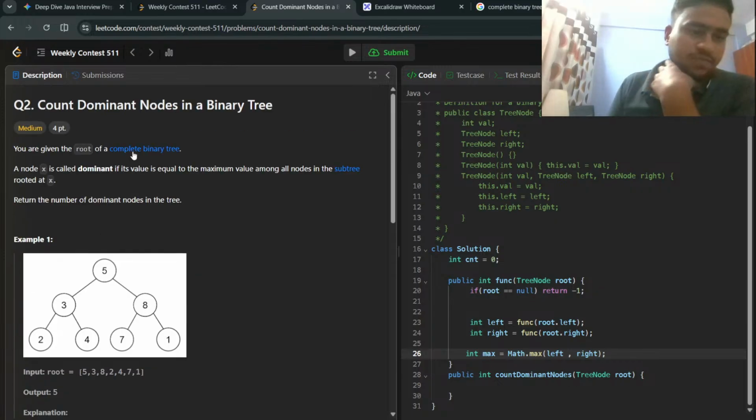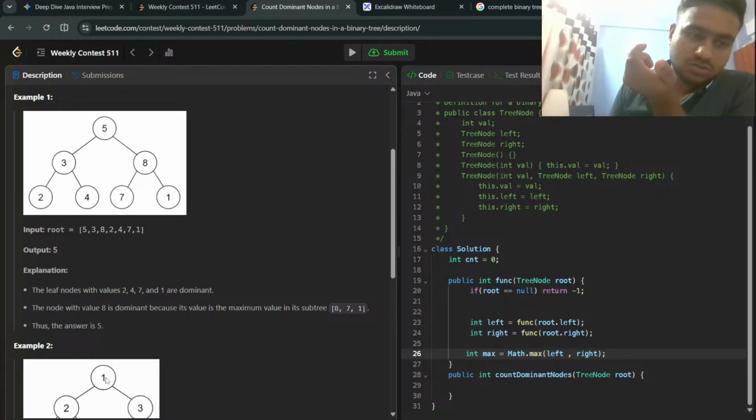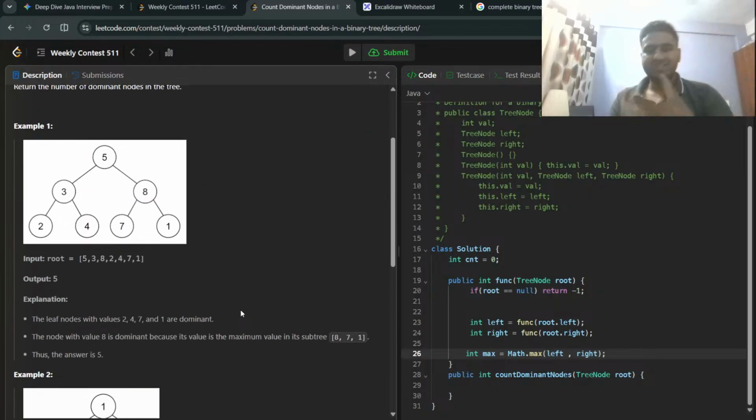So you are given a complete binary tree. A node X is called dominant if its value is equal to the maximum value among all nodes in the subtree rooted at X. So here the leaf node is dominant, the node with value, because okay, it may be equal as well.